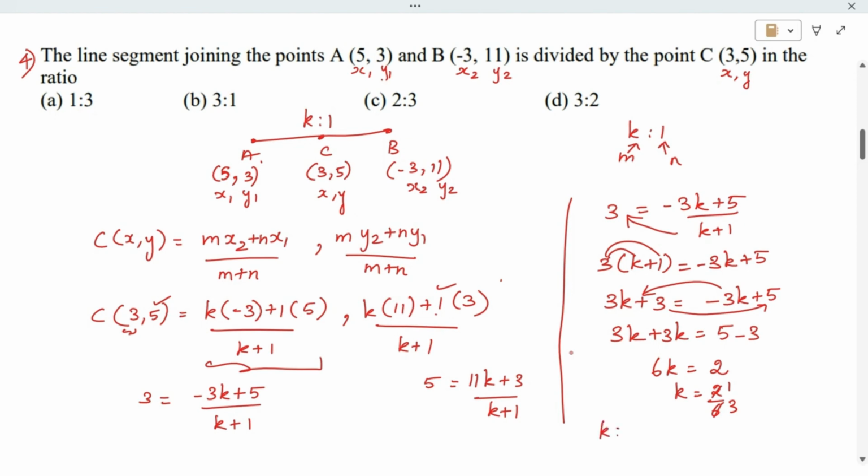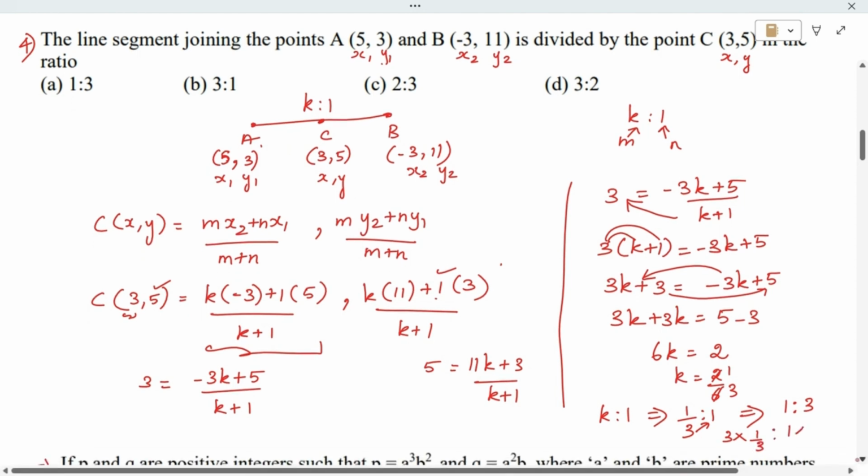The required ratio is k is to 1, which implies 1 by 3 is to 1. So if 3 is taken to the other side, the required ratio is 1 is to 3. Or you can make it equivalent by multiplying by 3 on both sides. So you will get 3 into 1 by 3 is to 1 into 3. So 3 and 3 will get cancelled. So the required ratio is 1 is to 3. So the option is A, 1 is to 3.